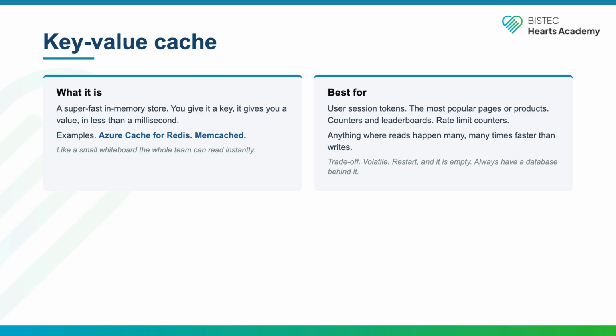Examples of what to store in it: user session tokens, so you do not hit the main database on every request. The most popular pages or products. Counters for rate limiting. This IP has made 100 requests this minute, slow them down. Leaderboards. Anything where reads happen many times faster than writes.